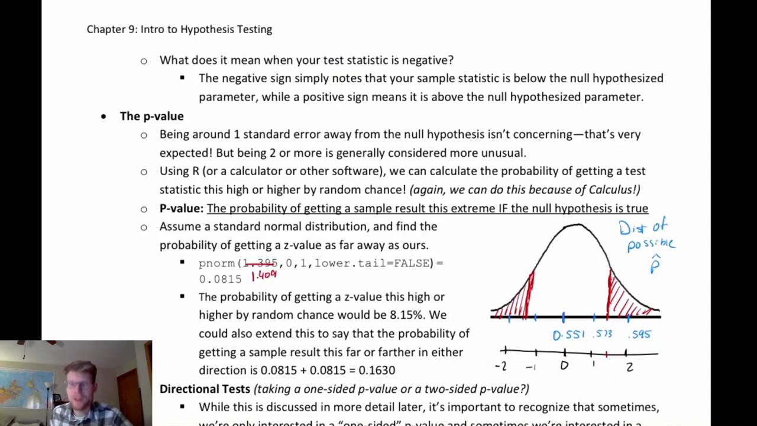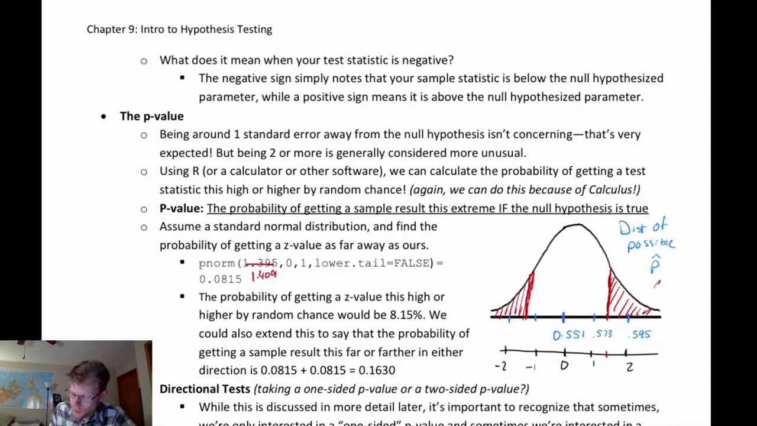So we can calculate with pnorm what happens if we are at 1.409 or higher with a mean of 0 and a standard deviation of 1, so using the standard normal curve, and lower tail of false. That would give us a tail probability of about 8.15%. So since my approximation here is a little bit off, it's probably a little bit lower than that. But it's close enough. It's around 8%, I'm sure.